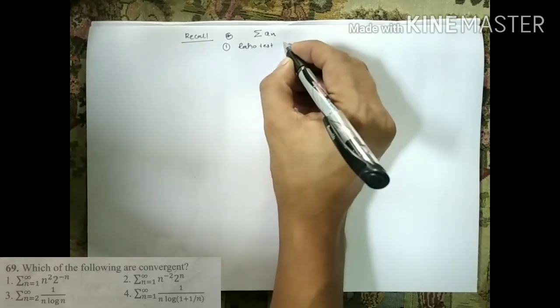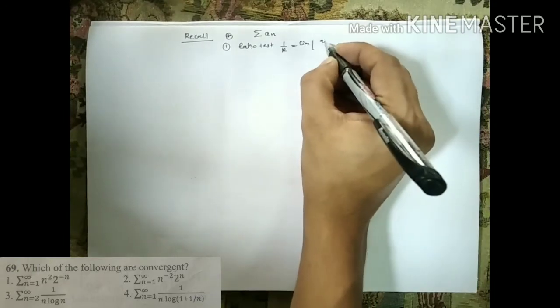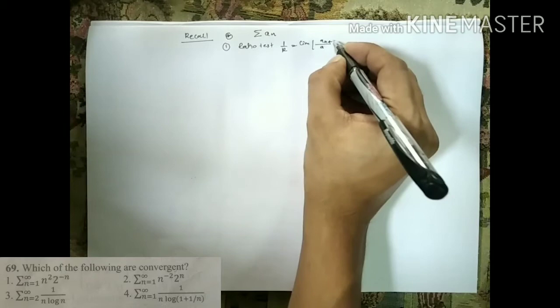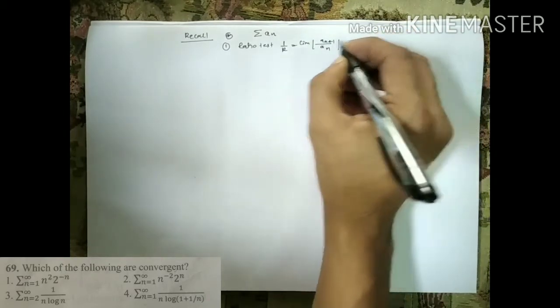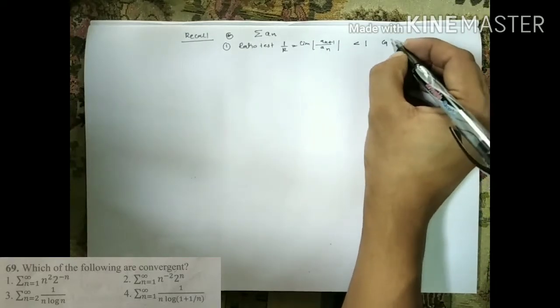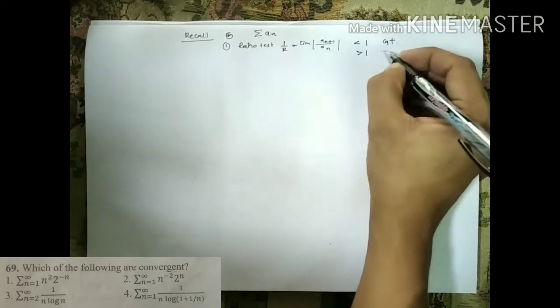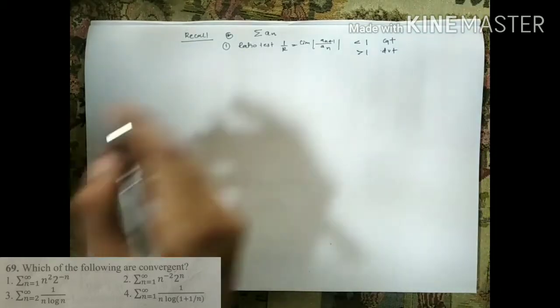When 1 by r, which is equal to the limit of a_(n+1) by a_n, if this is less than 1, then the series is convergent. If it is greater than 1, the series is divergent. If it is equal to 1, then we cannot say anything.